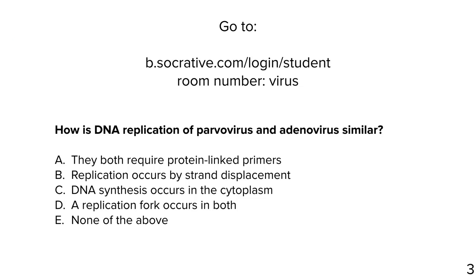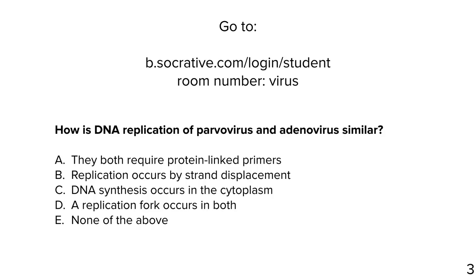How is DNA replication of parvovirus and adenovirus similar? They both require protein-linked primers. Replication occurs by strand displacement. DNA synthesis occurs in the cytoplasm. A replication fork occurs in both. None of the above. Now, how are they similar?